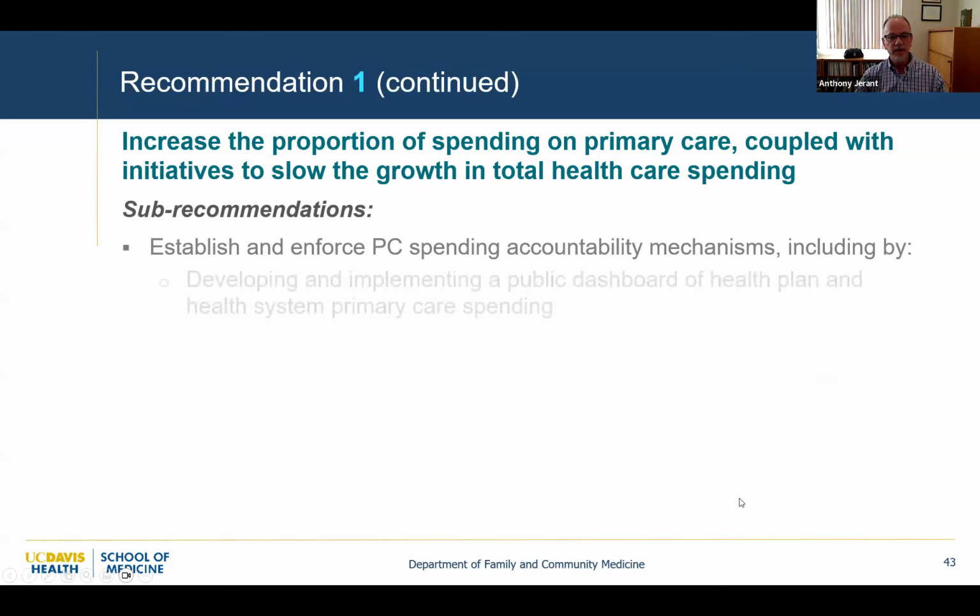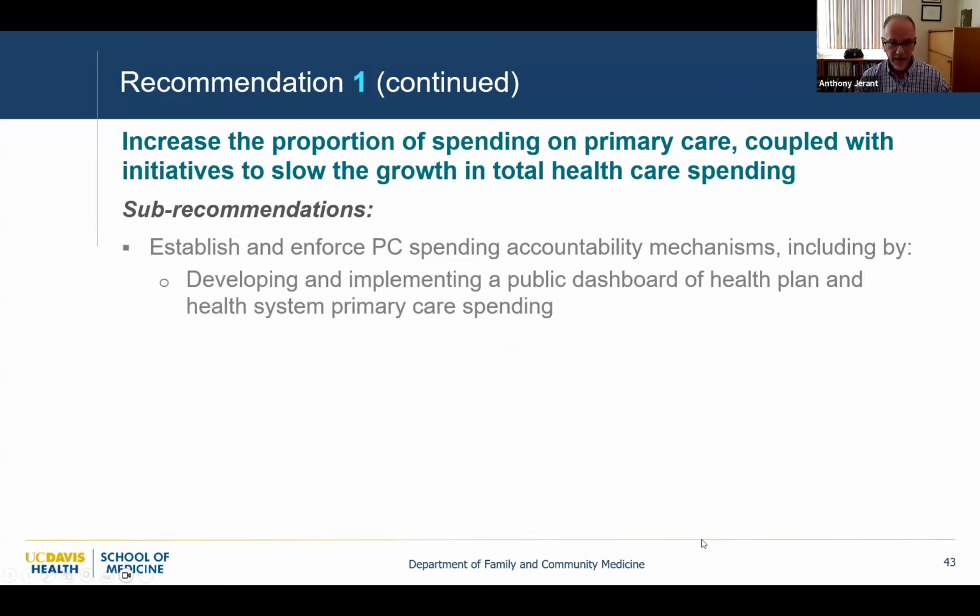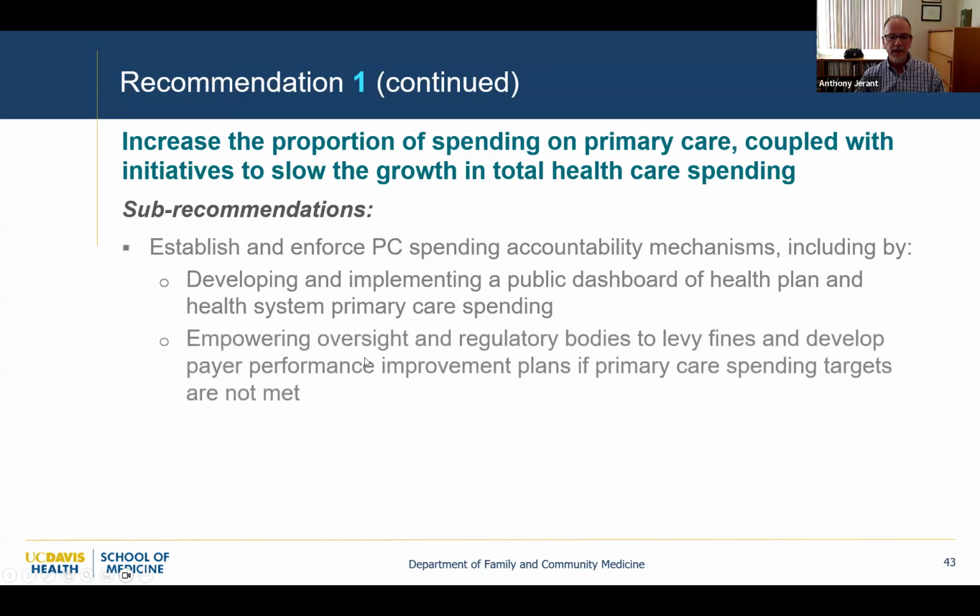And then there needed to be accountability mechanisms. Currently, OCA is pursuing, to my knowledge, just the first bullet here, which is developing and implementing a public dashboard so that they have to track and then they can report on these things. So that alone creates some leverage for getting health systems and payers to change. But at some point, it would be nice if they had the same sort of ability to actually put teeth in this and levy fines and develop payer performance improvement plans if spending targets aren't met, just like they do have authority for the growth in overall spending. We'll see.